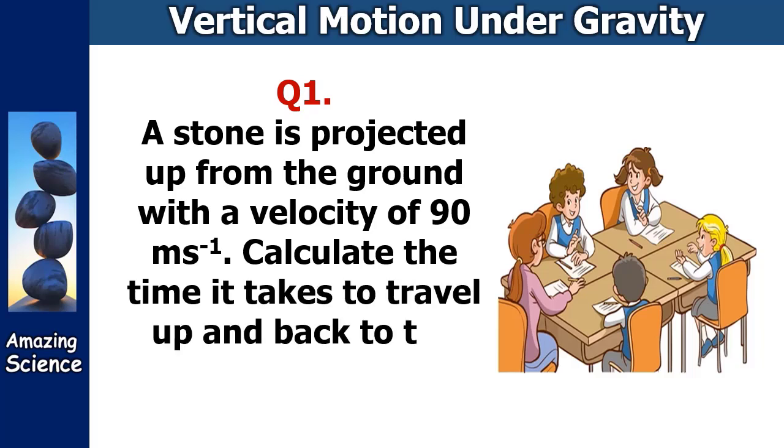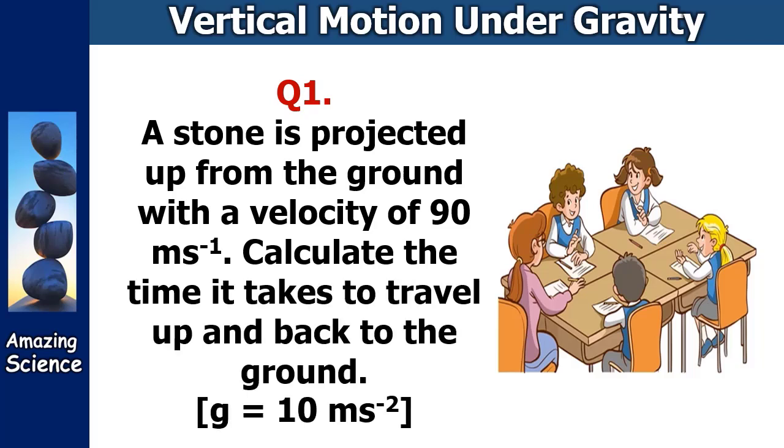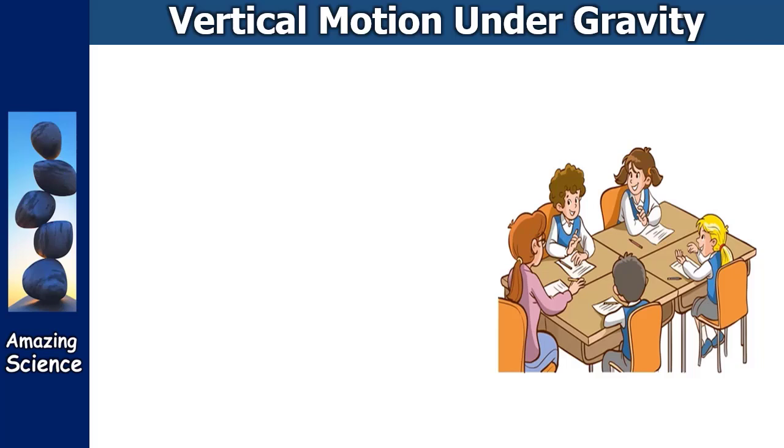Calculate the time it takes to travel up and back to the ground. We have been given that acceleration due to gravity, g, is 10 meters per second squared. So how do we solve this question? First of all, we have to observe that the stone is projected up from the ground. Hence, its acceleration due to gravity must be negated.